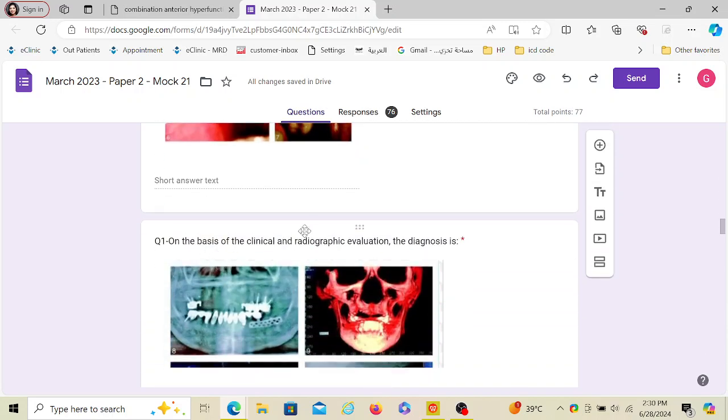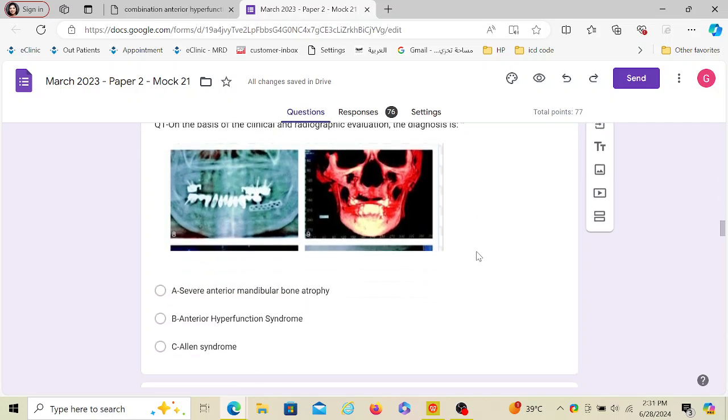So now, on the basis of the clinical and radiological evaluation, when I've read this question itself, I know it's a combination syndrome. So I don't have to break my head. I pretty much have to just go and find that option in my options. The diagnosis is now here out of this three, we just discussed that combination syndrome is also known as anterior hyperfunction syndrome or Kelly syndrome, but Kelly is not mentioned here and anterior hyperfunction is mentioned. So I'm going to go with option B.